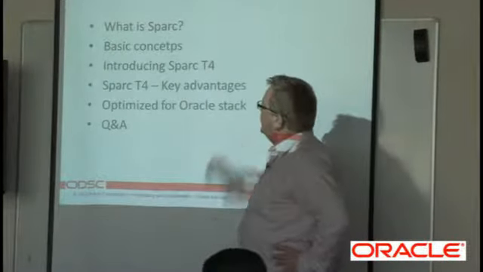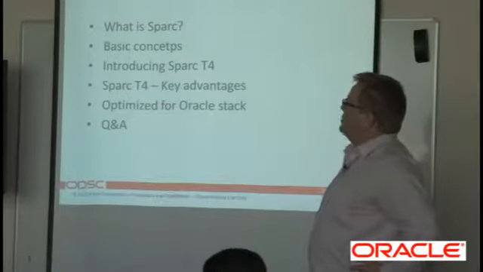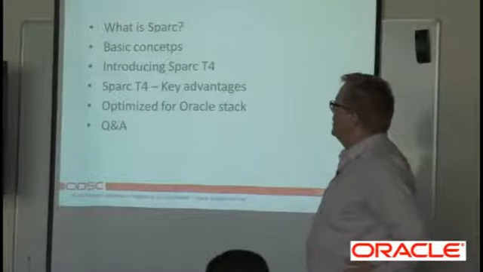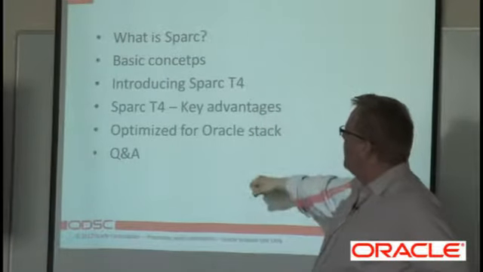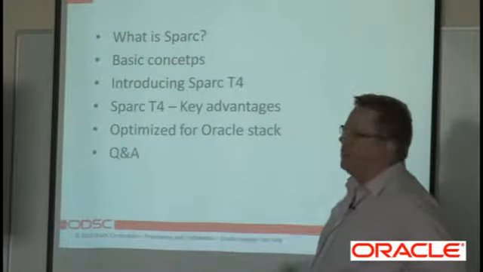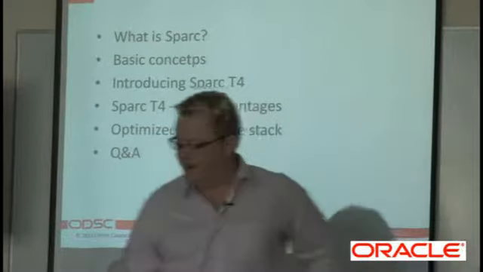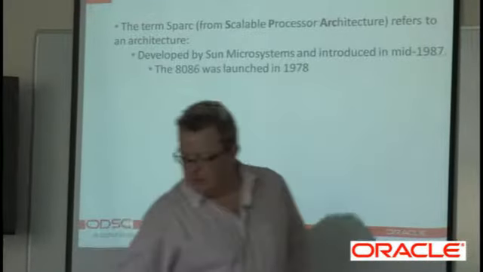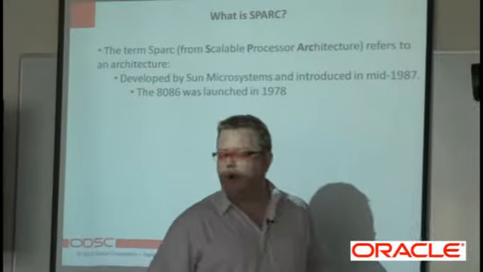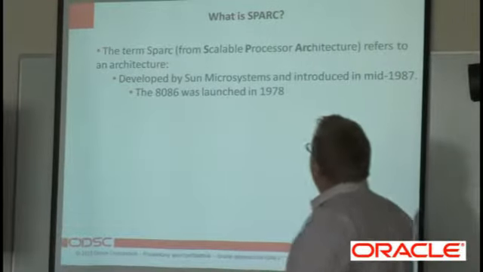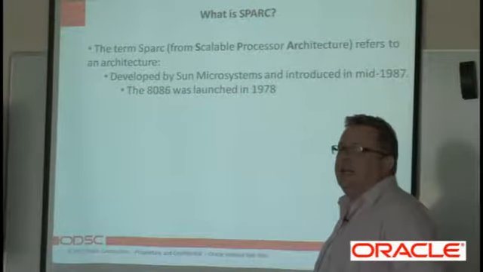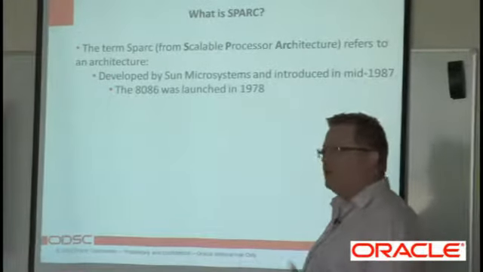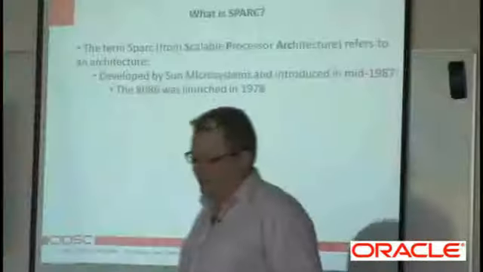Okay, so what we're going to do today is talk about what Spark is, go through some basic concepts, introduce Spark T4 and its key advantages, and talk about the optimization for the Oracle stack. So what is Spark? The term Spark stood for Scalable Processor Architecture. It refers to the architecture developed by Sun in the late 80s. Remember the time scale here: the 8086 was launched by Intel in 1978.